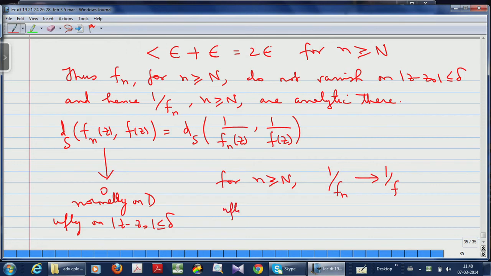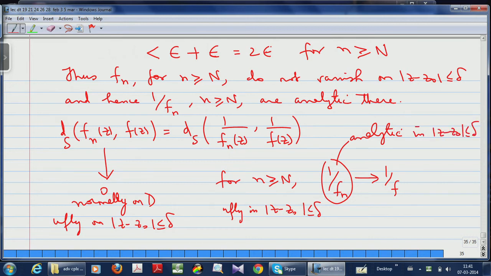This is uniform convergence on |z - z0| ≤ δ, and the 1/fn's are all analytic in |z - z0| ≤ δ. So you have a sequence of analytic functions converging to a limit function. This convergence is actually uniform, and mind you, the limit function is also complex valued, that is the big deal.